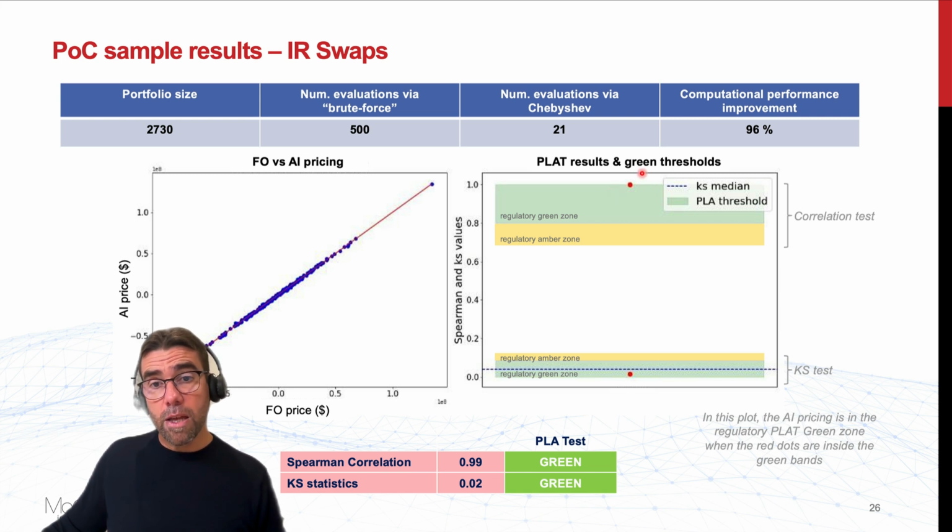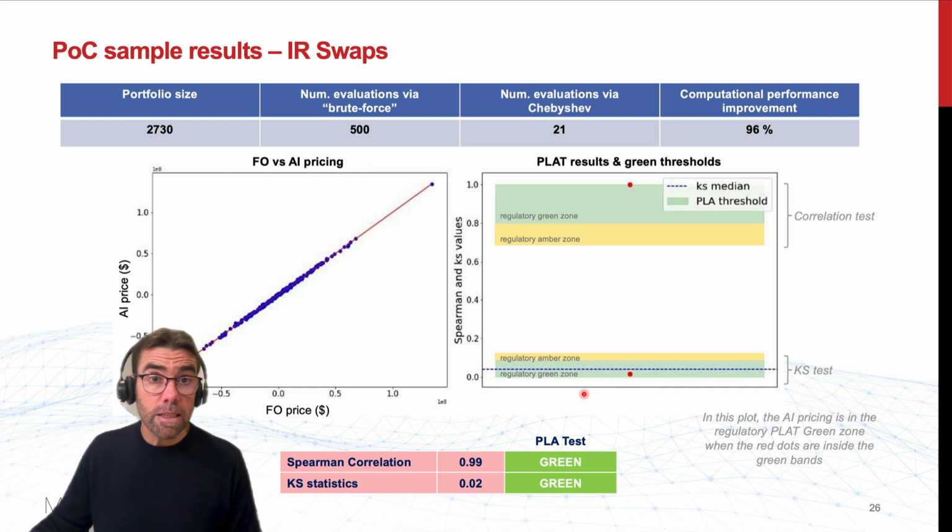As you can see, the red dot that represents the actual value from the test is well in the green zone. And here at the bottom, you have the Kolmogorov-Smirnov test, the green zone and the amber zone. And as you can see, again, it is well within the green zone.